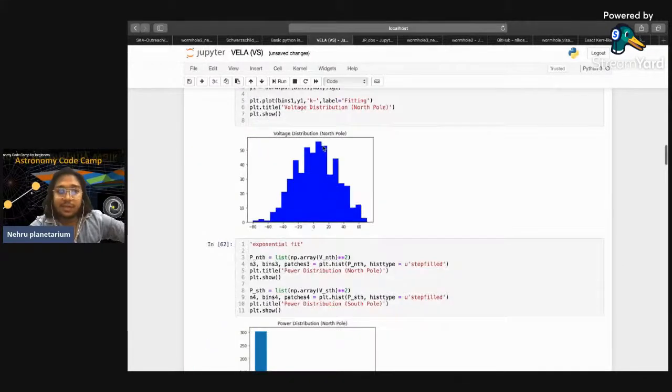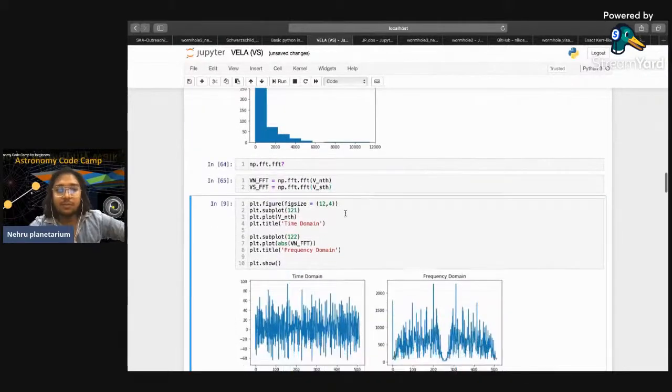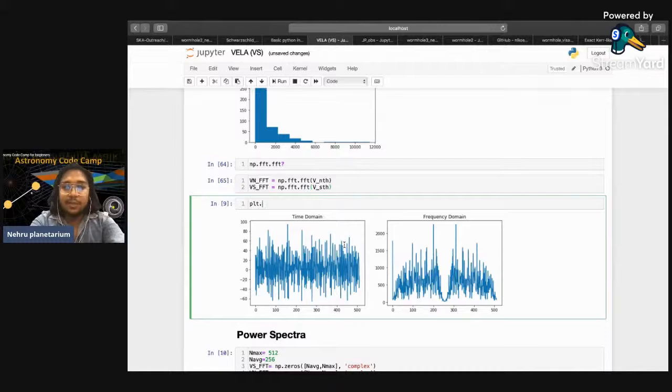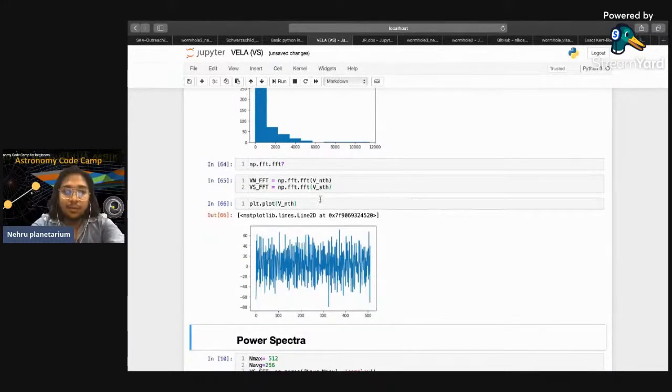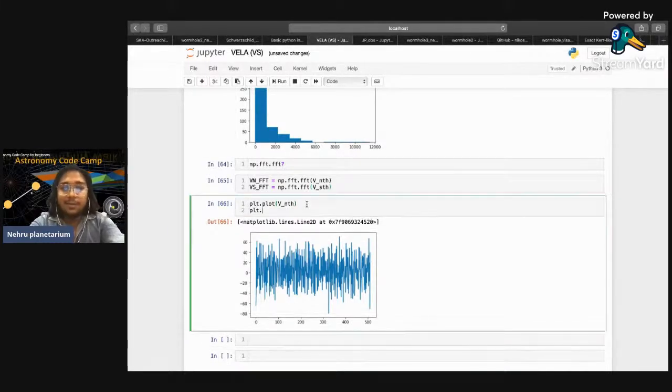The same thing which we did here is the subplots. Either you can subplot it or you can do a simple thing. But let's say if I just do plt.plot v_nth, this is how the time domain looks like. Let's make some title to it as well, which is time domain.